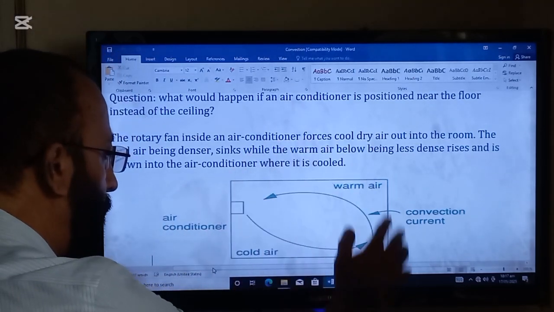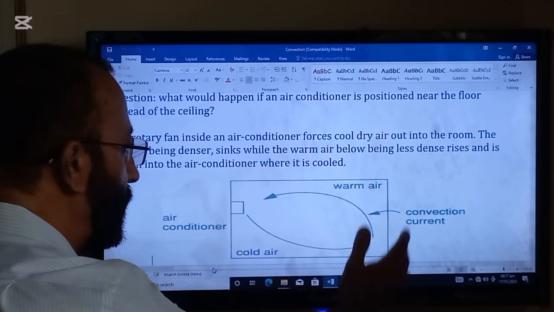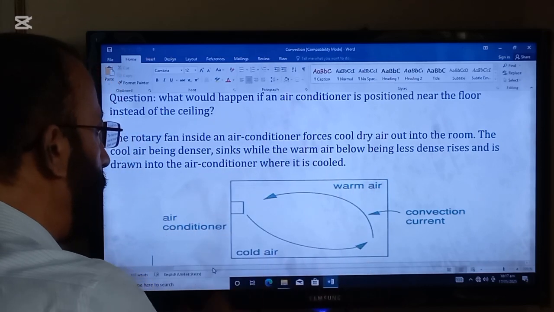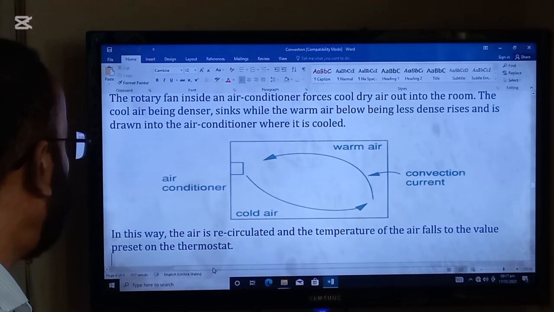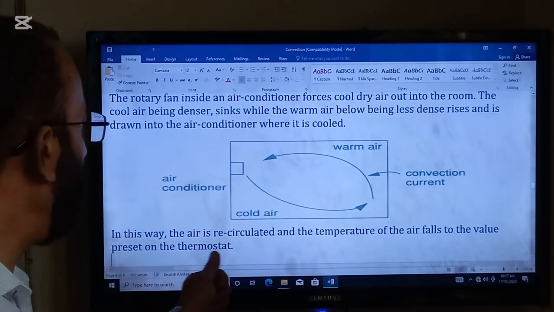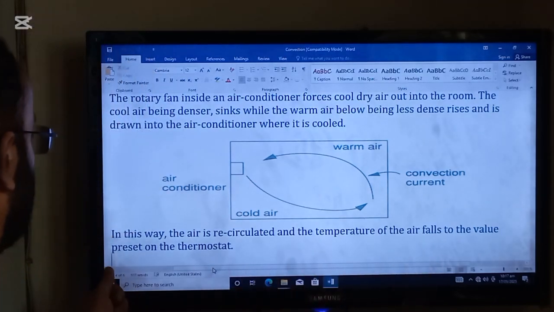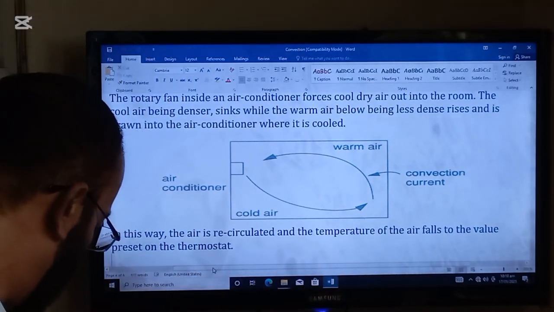So this is how convection current takes place inside the room, and the full room will get cool because of the air conditioner. In this way, the air is recirculated and the temperature of the air falls to the value preset on the thermostat.